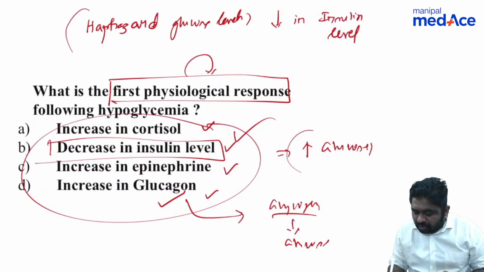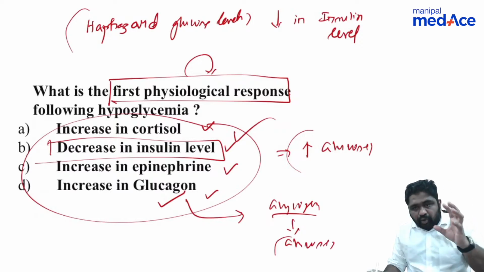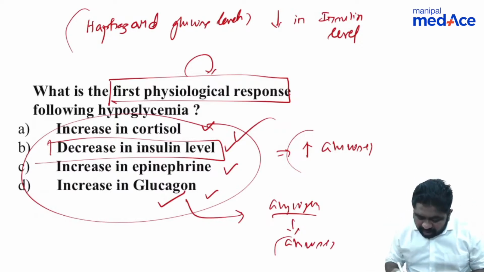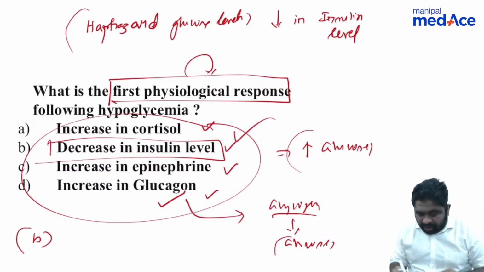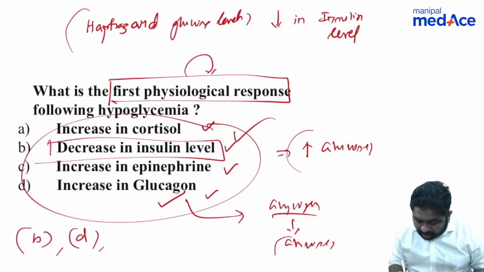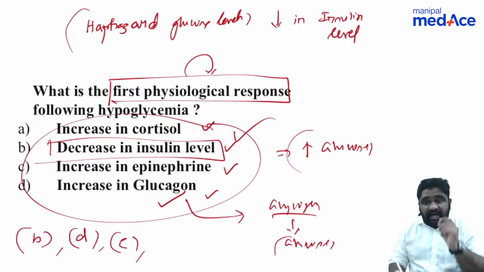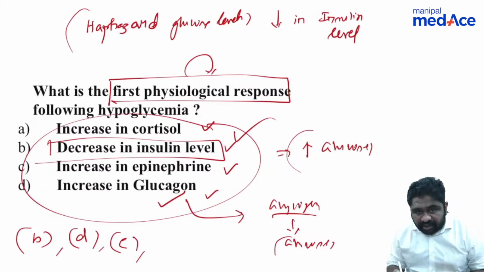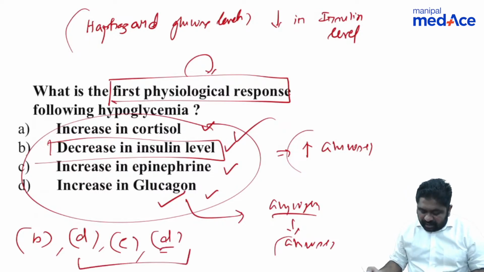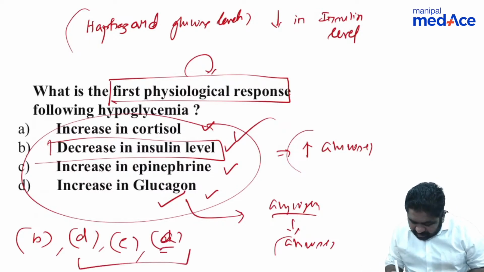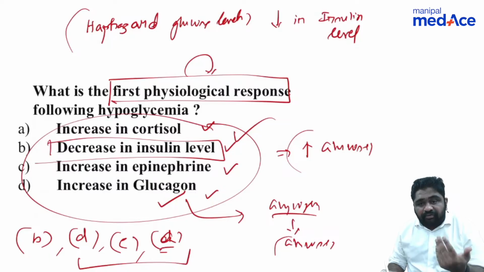And when enough glycogen is releasing glucose, to support glucagon, epinephrine comes into the picture. So the order is like this. First, B happens, a decrease in insulin. Next, D happens, an increase in glucagon, and that is supported by epinephrine. So C happens, and finally, when you have been stressed for a long time, D also will happen. And these D, C, and, I'm sorry, A, all three are capable of causing glycogenolysis.